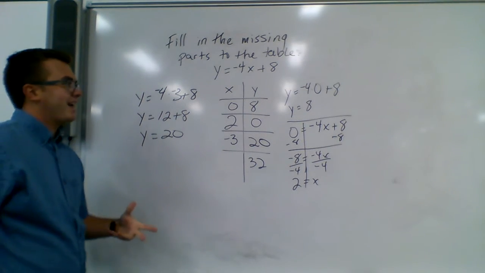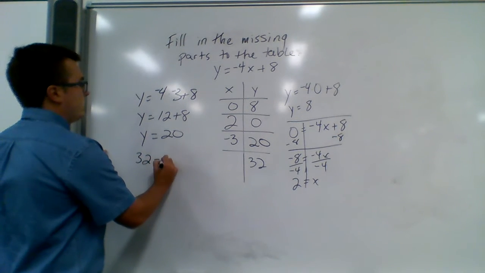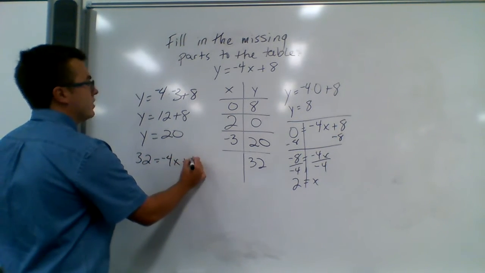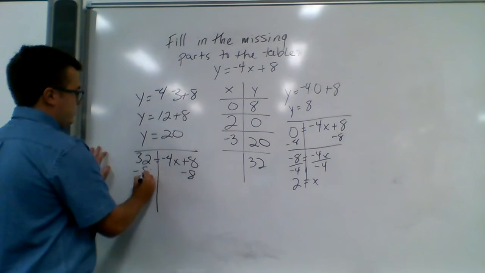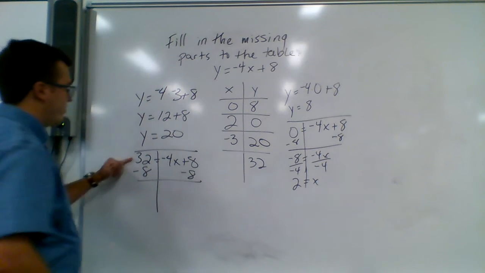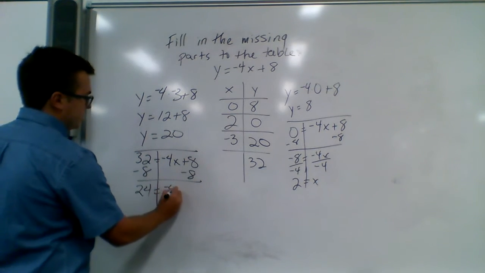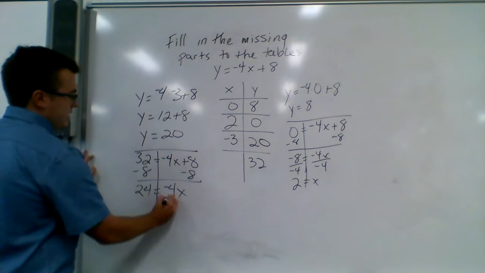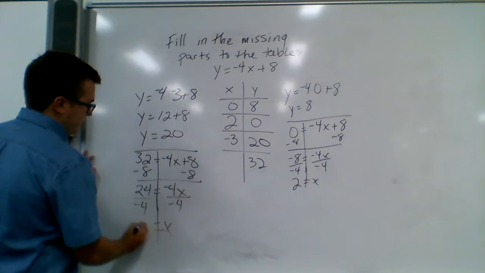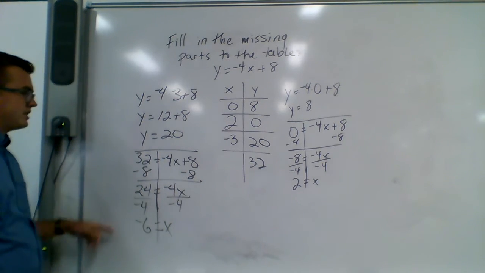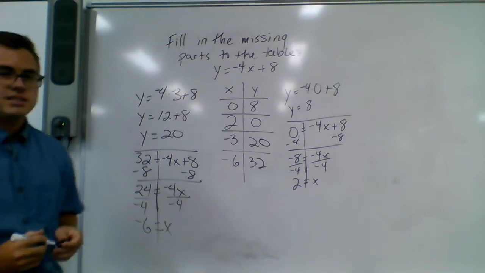So where am I going to plug that in? I'm going to plug it in for y. 32 equals negative 4x plus 8. T-chart, subtract 8, subtract 8. 32 minus 8 gives me 24 equals negative 4x. Divide by negative 4, and x equals negative 6. So my input here is negative 6.